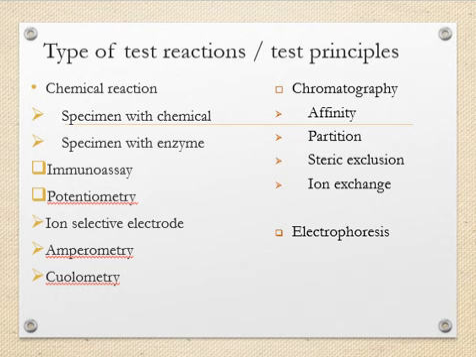There are many types of test reaction, or what we call test principle, such as chemical reaction, where the specimen reacts with the chemical, or the specimen reacts with an enzyme as reagent. Potentiometry, such as ion selective electrode, amperometry and coulometry. Chromatography, that consists of affinity, partition, steric exclusion, ion exchange, and electrophoresis, and not to forget immunoassay.